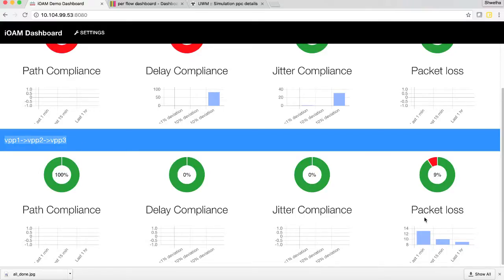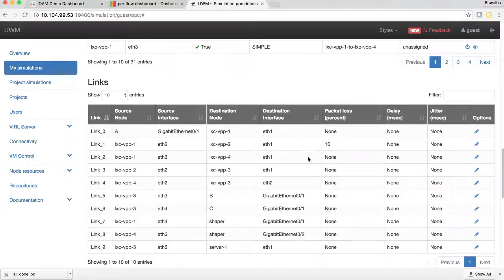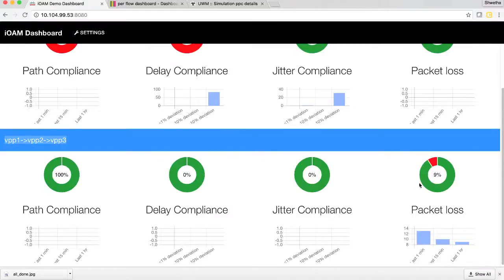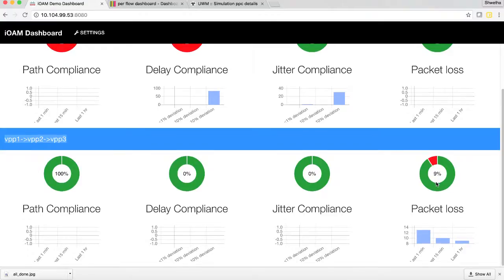the routing configuration. And since the link 1 to 2, that is between VPP1 and 2, is lossy and we have configured a 10% packet loss, we see the compliance reflecting accordingly. The path compliance is 100% because VPP1, 2, 3, that is the upper path, is compliant, and there is no delay and jitter against the threshold value that is set.